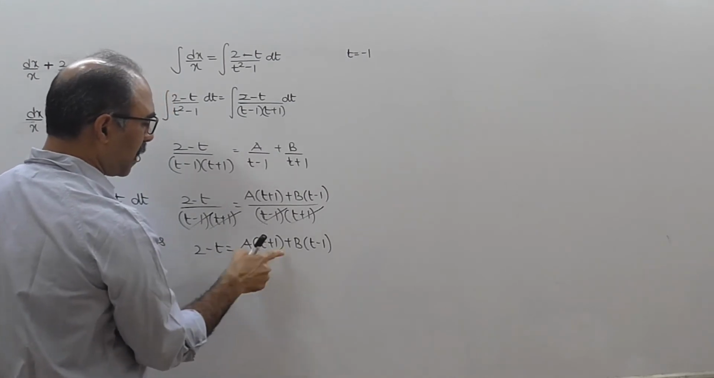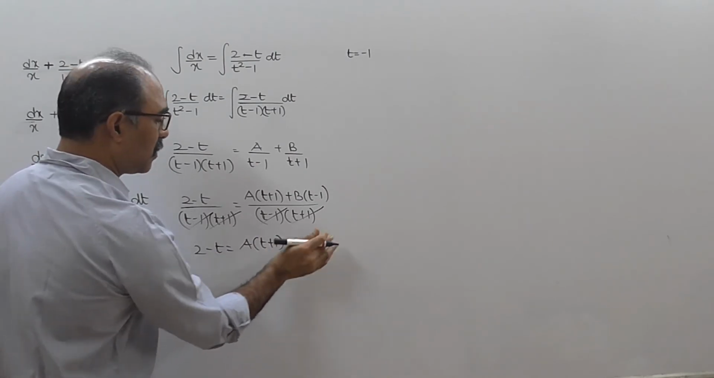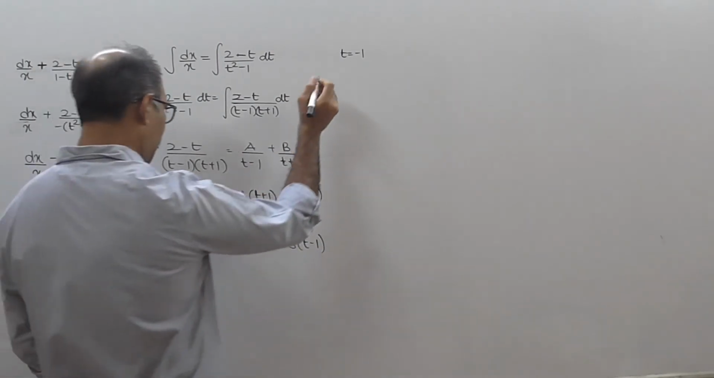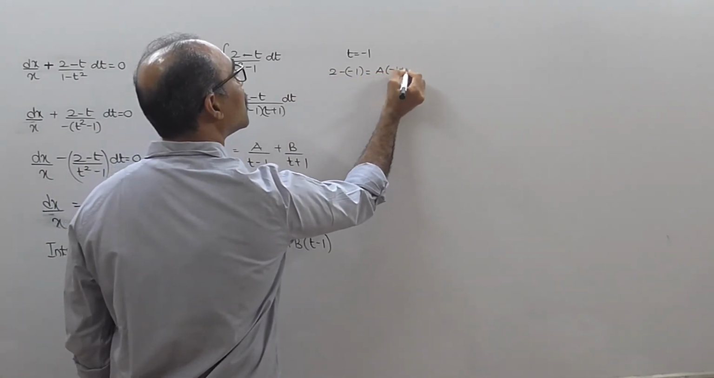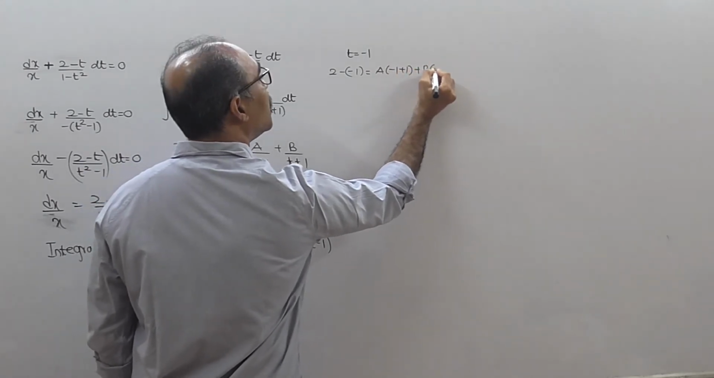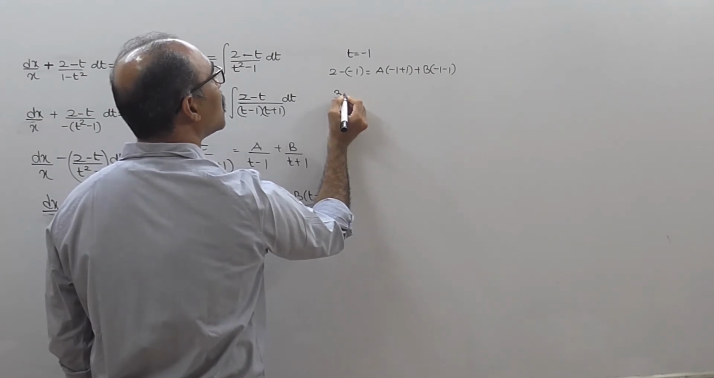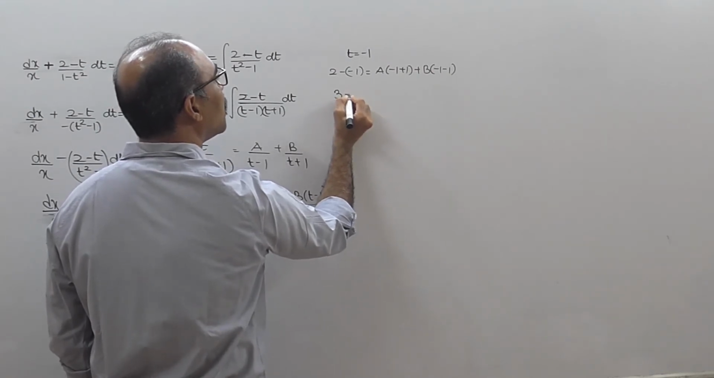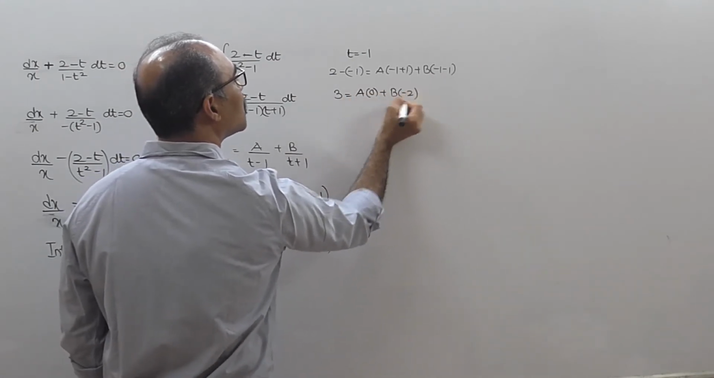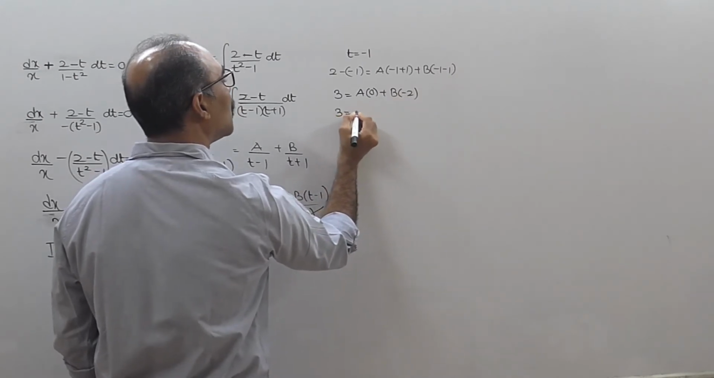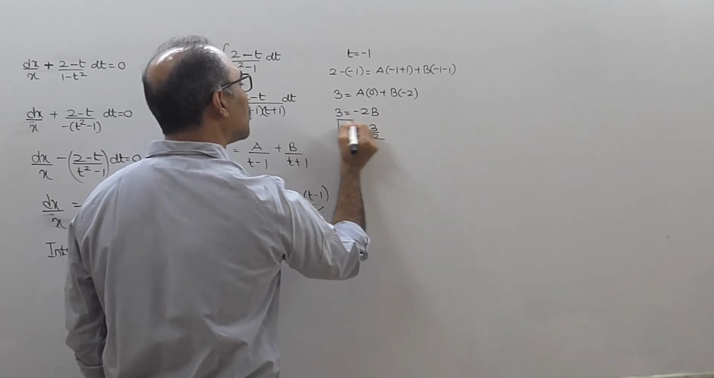So this part will become 0. So ultimately you get the value of b. Next case you put t equal to 1. So I think this part will become 0. You get the value of a. So you get 2 minus minus 1 equal to a into minus 1 plus 1 plus b into minus 1 minus 1. So this is 2 minus of minus 1 is 3 equal to a into 0 plus b into minus 2. So you get 3 equal to minus 2b, b equal to minus 3 by 2.